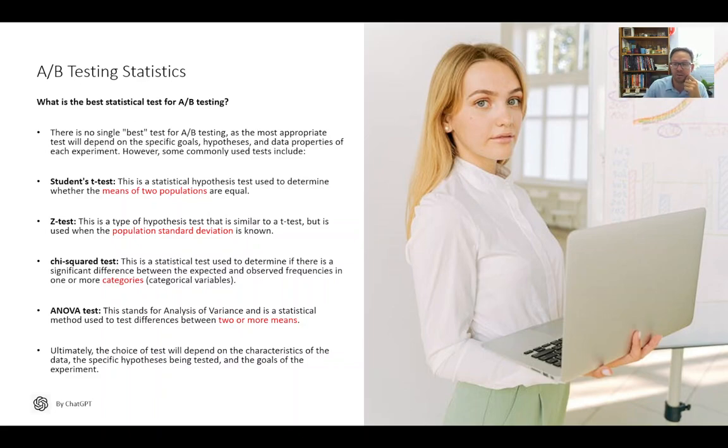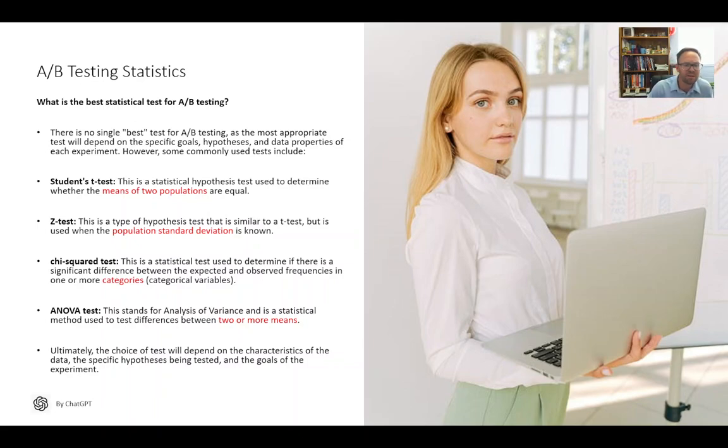But for categories, you might ask, which state do they live in? Are we getting a significant difference between people living in Tasmania compared to people living in Melbourne? Now, Tasmania and Melbourne aren't continuous variables, they are categorical variables. So in there, you do a chi-squared test. And then we could do an ANOVA test, which stands for analysis of variance.